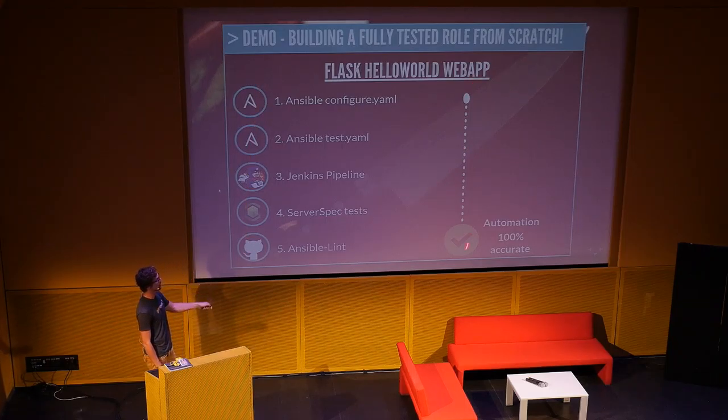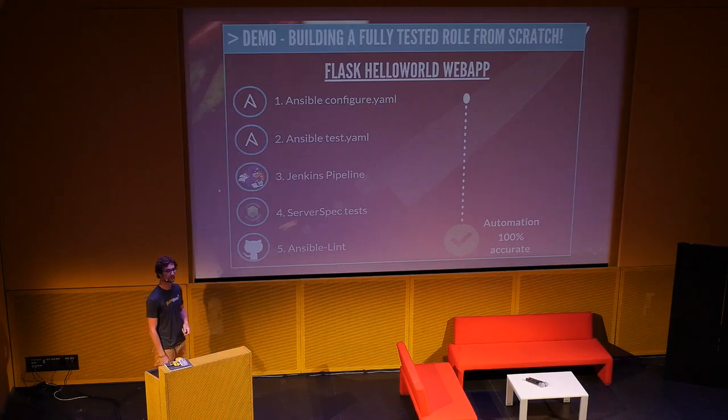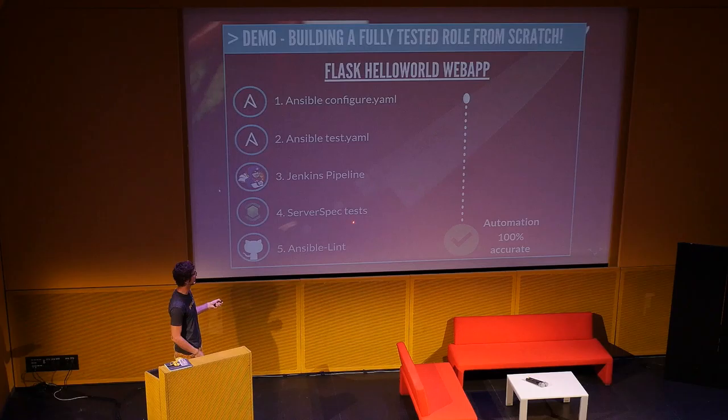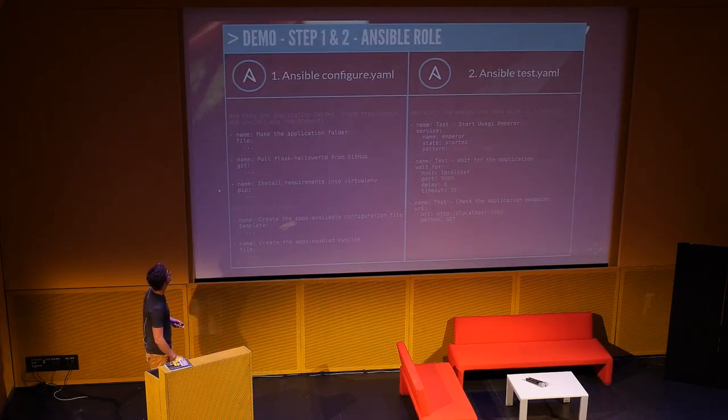Let's now move on to another demo part, where I want to walk through a whole automation where we're going to build it from scratch and make sure it's all integrated with Jenkins pipelines. My example is actually a Flask Hello World web app, nothing too fancy. Flask is a micro framework based on Python. I'm just going to do a simple Hello World.